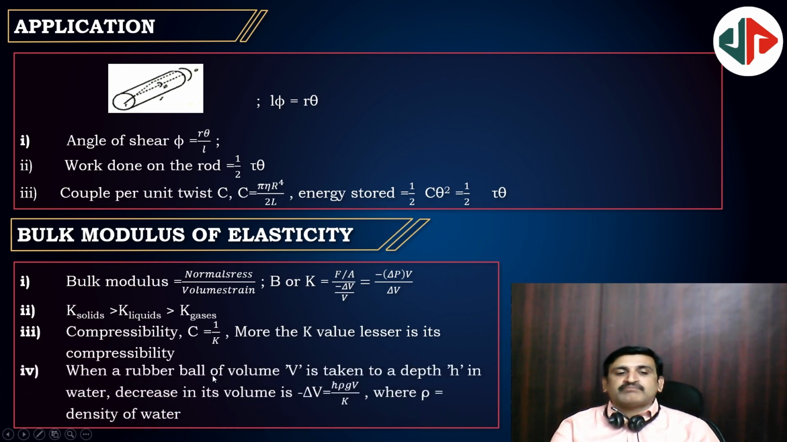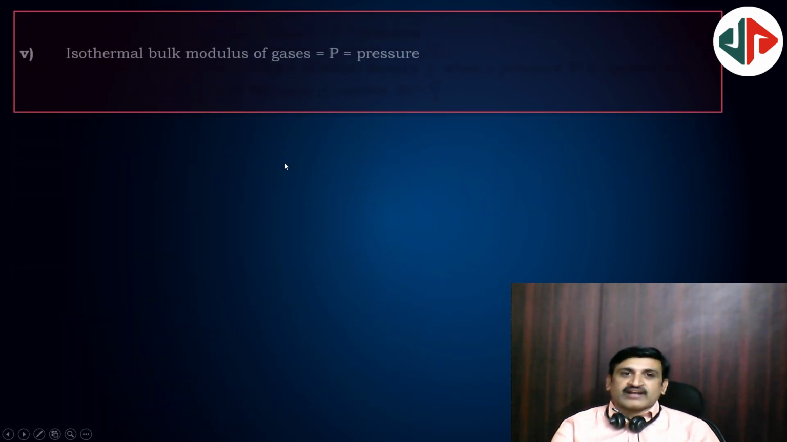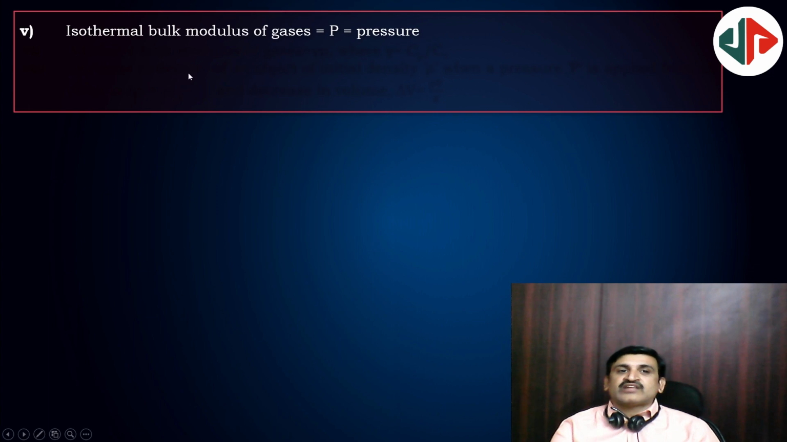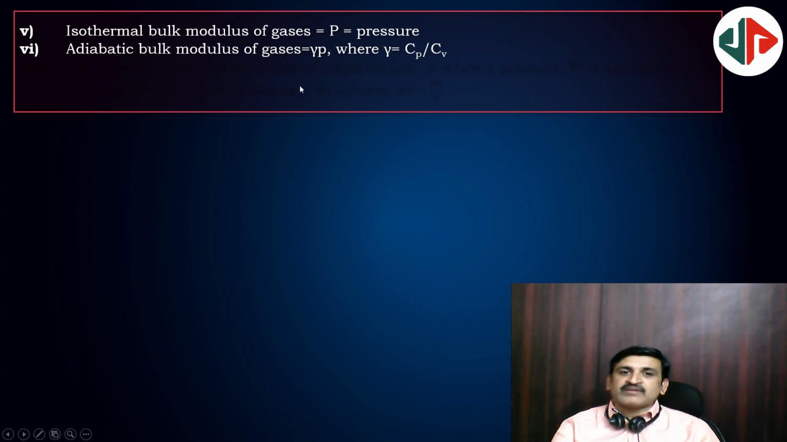When a rubber ball of volume V is taken to a depth, because of the increased pressure its volume decreases. That change in volume is given by h rho g, the increased pressure, into volume by bulk modulus. Excellent formula. These are all to be practiced on paper. Isothermal bulk modulus of gases is P, equal to pressure. Adiabatic bulk modulus of gases is gamma P, where gamma equals Cp by Cv.